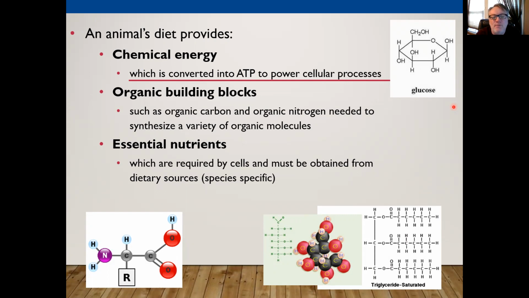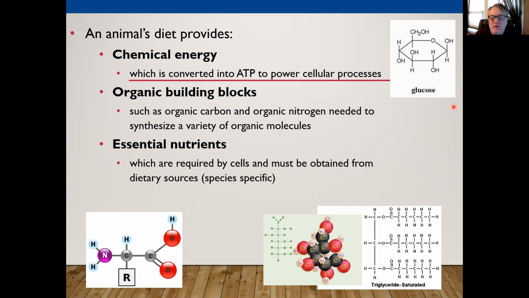Now, there's another term that we're going to talk about in the next video, talking about essential nutrients, which are the specific number of nutrients that we absolutely must obtain from dietary sources because we do not possess the enzymes in order to create them. Now, this is extremely species specific. So the essential nutrients for a human is not the same as, say, for a cat, because of different evolutionary development that has occurred depending on the environment we live in.